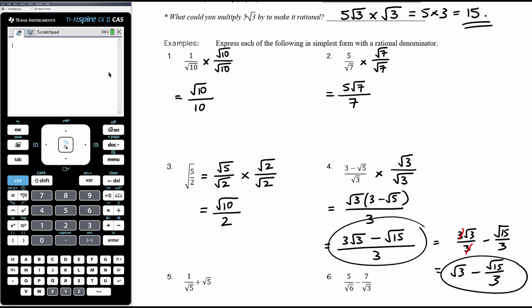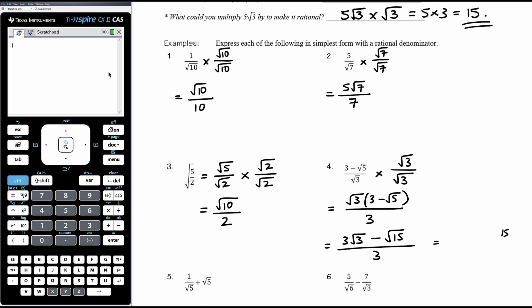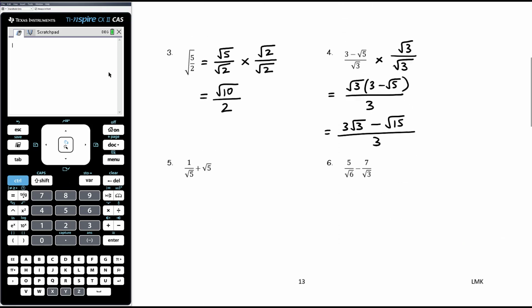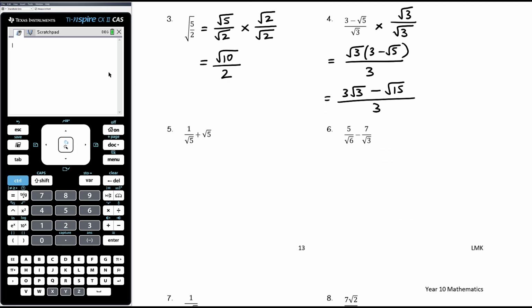One has a common denominator, one has 2 separate terms. But please, let's not do that. 3 is not a common factor with the whole numerator. Remember, you have to be able to divide the whole numerator by 3, and if you can't, then your fraction is in simplest form. Okay, example 5, we've got 1 on root 5 plus root 5.